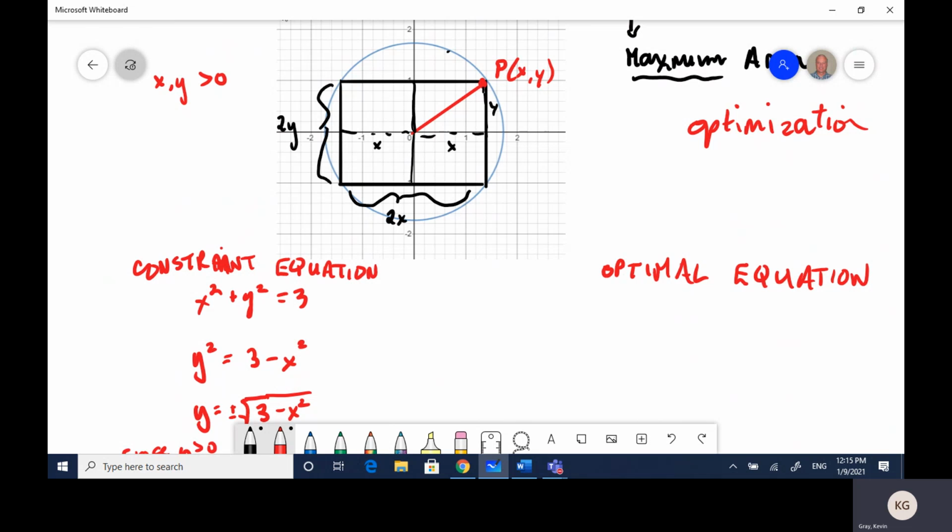Okay, so any rectangle I have in there, if I know the point under this constraint, any rectangle that's going to be inside that circle is going to have dimensions 2x and 2y. Okay, so my area formula is length times width.